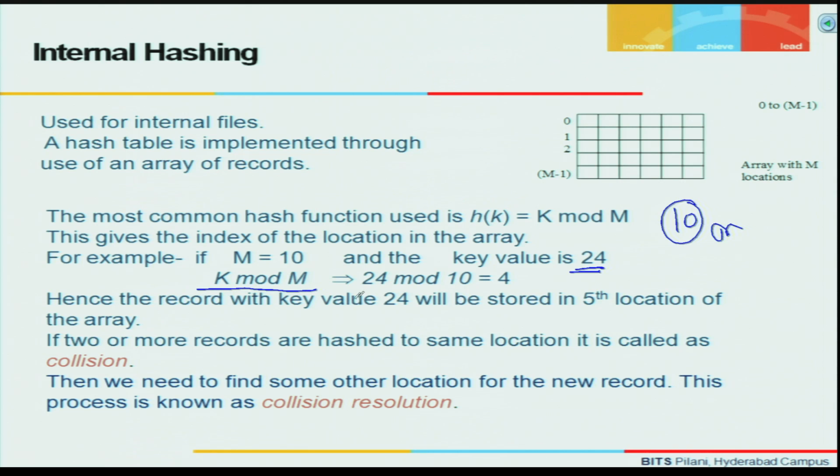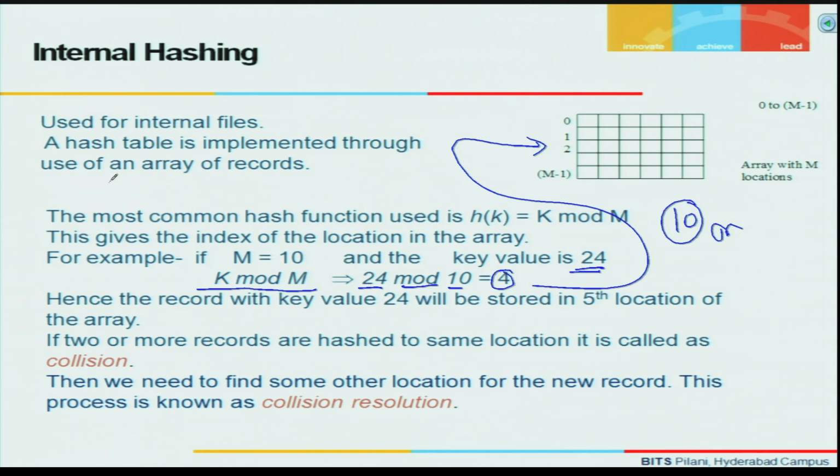K mod m, that is 24 mod 10. Modulo division always gives the remainder, so it is going to be 4. Hence the result of applying the hash function on key value 24 is 4, so it should go to array location 4. The record with key value 24 is stored at array location 4.